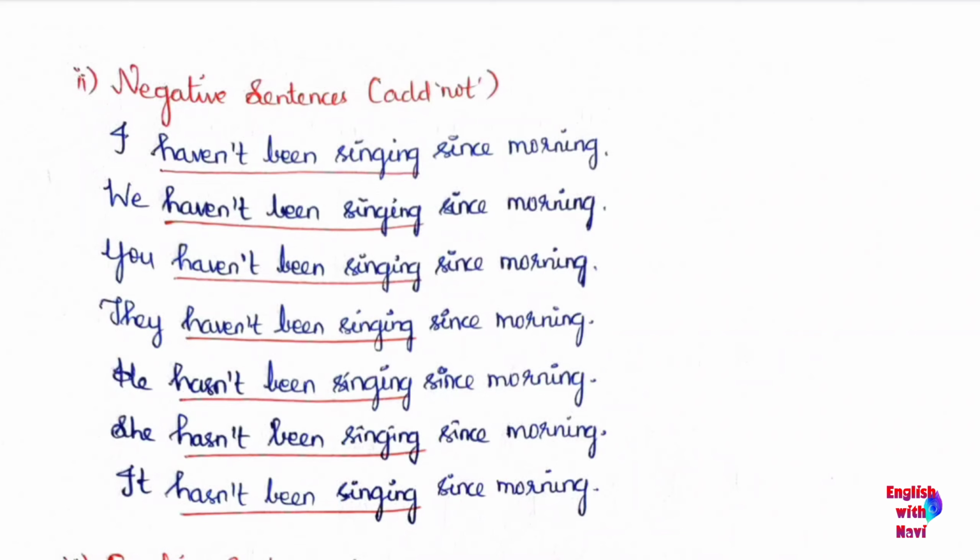Alright. Here also the same concept that you should apply. So what is that? For I, we, you, they, you just select have. He, she, it, you have to select has. Alright. So that's how you end up using negative forms in present perfect continuous tense. Now remember, for he, she, it, it is always going to be a little different.